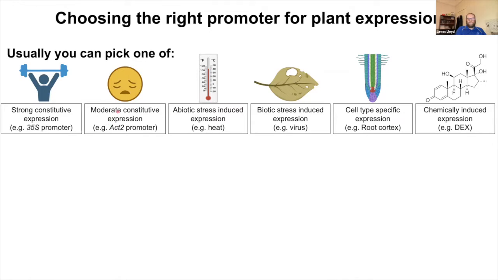You could use a slightly weaker, more tired promoter, like the Actin-2 promoter, that looks a bit like me, based on the fact that it's gone midnight now. But again, that's constitutively expressed, so it's expressed across the whole plant.